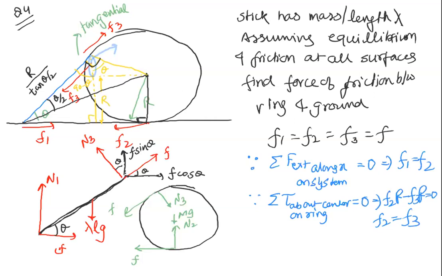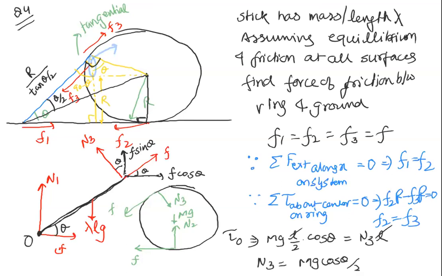And what you can do is you can take torque about this point O. So if you take torque about the point O, then you get mgL by 2 into cos theta is equal to N3 वाला टॉर्क आएगा, N3 into L कैंसिल हो गया, N3 की वैल्यू आ गई, mg cosine theta upon 2, right?